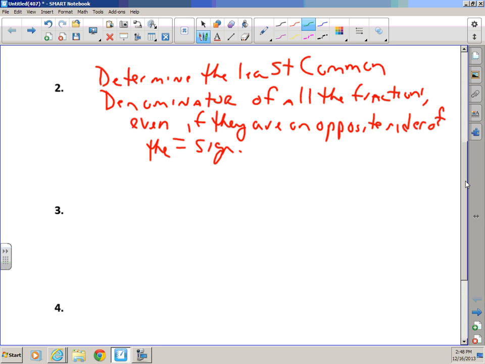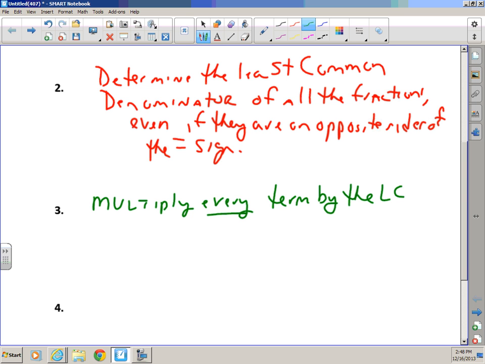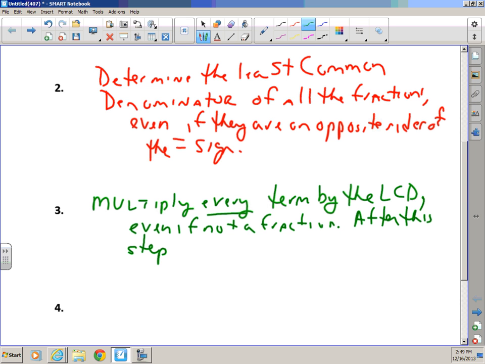Step three is to multiply every term by the LCD, or least common denominator, even if not a fraction. After this step, there should be no fractions left.